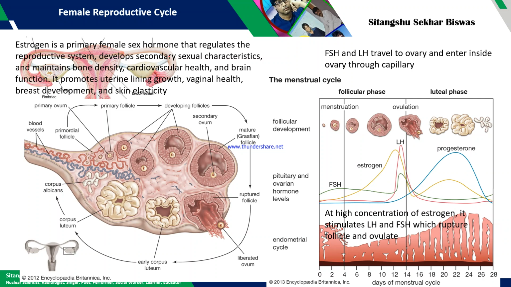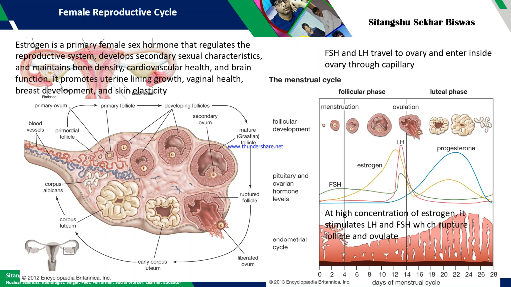So basically, estrogen is a primary female sex hormone that regulates the reproductive system, develops secondary sexual characteristics, and maintains bone density, cardiovascular health, and brain function. Mainly it promotes the uterine lining growth, vaginal health, and breast development, etc. Okay.